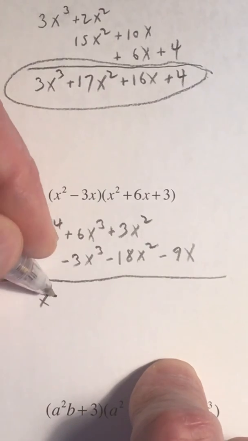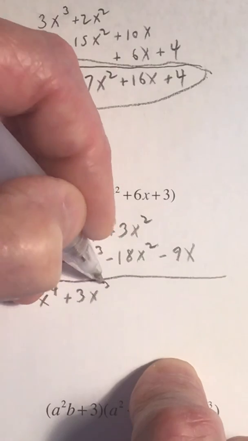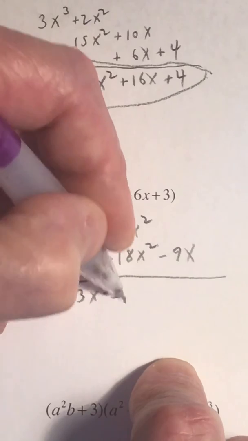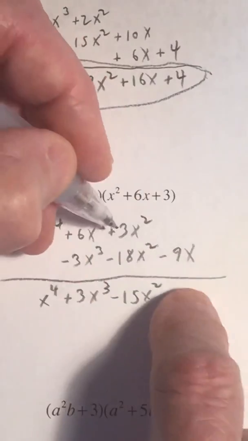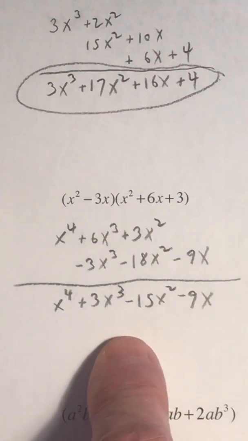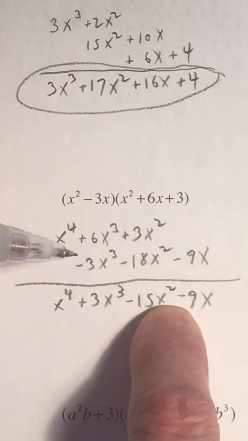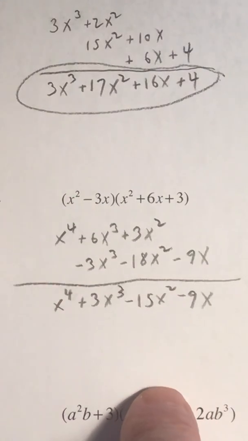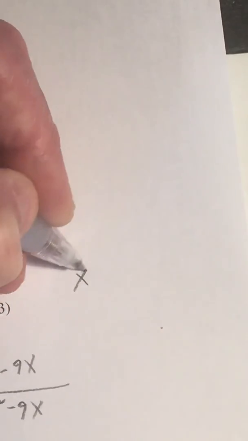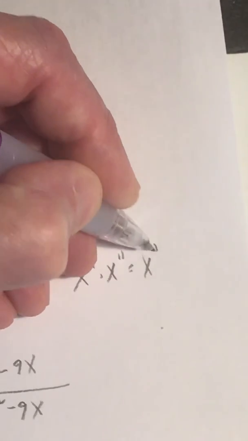X to the 4th. 6 and minus 3, that makes 3x to the 3rd. 3 and negative 18, that makes minus 15x squared, and minus 9x. And by the way, I'll say this again, as I said in the past few days, notice as I'm adding these, the exponents stay the same. I don't add the exponents. You add the exponents when you have x to a power times x to a power. If you have x to the 4th times x to the 11th, that's where you add the exponents, right?